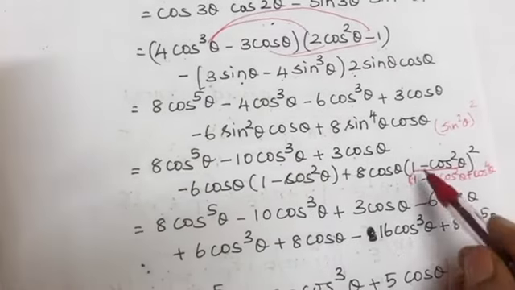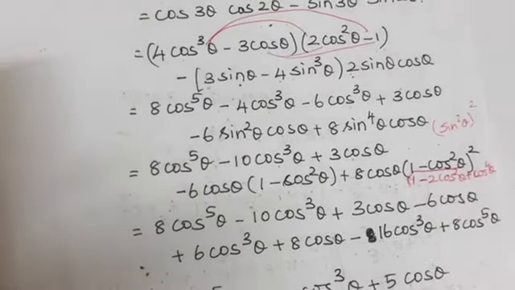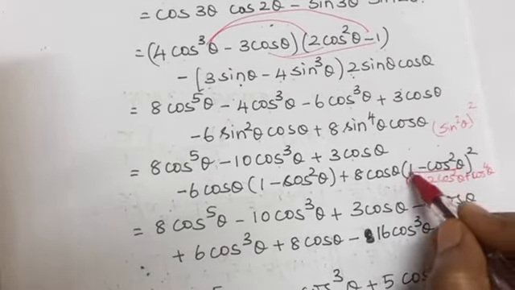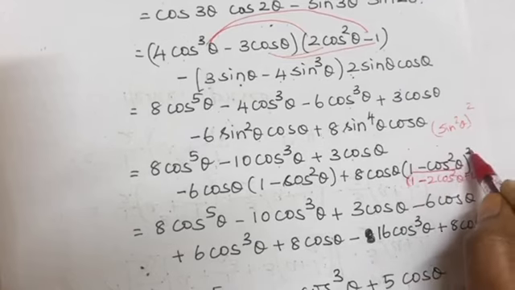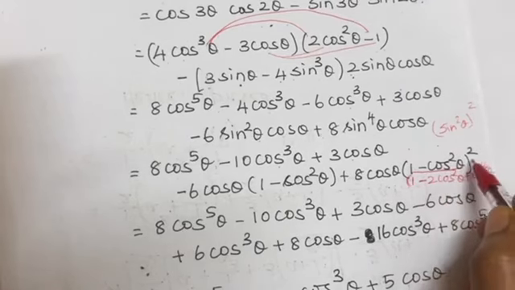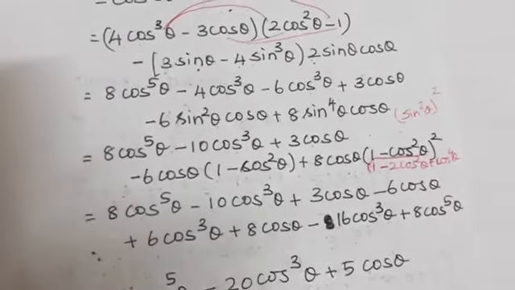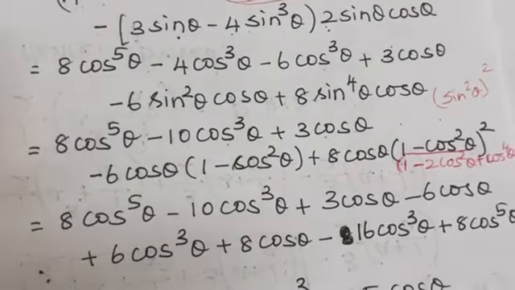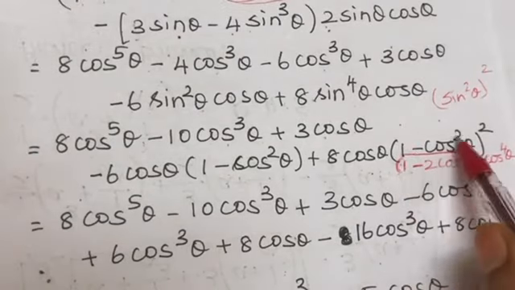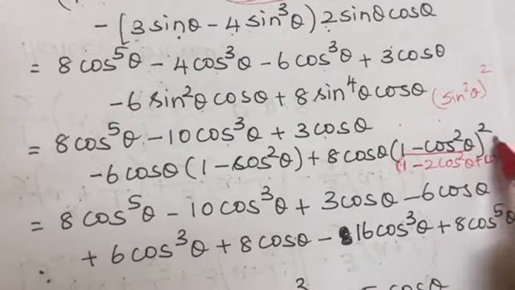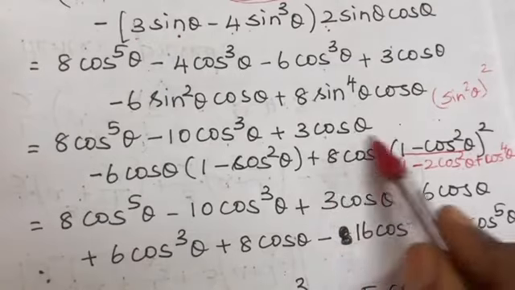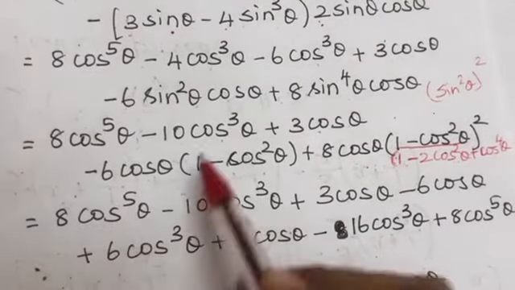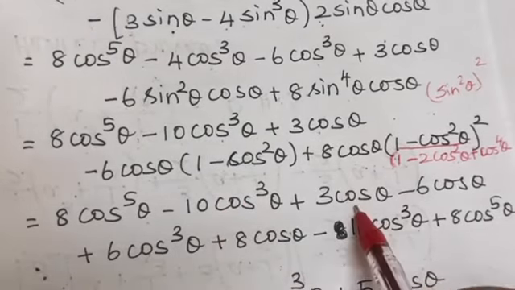Okay, so 1 minus cos square theta. While multiplying this, first let's expand this. 1 minus cos square theta the whole square, that is a minus b the whole square. A minus b the whole square is a square minus 2ab plus b square. So 1 minus 2 cos square theta plus cos power 4 theta. Then we can multiply it with 8 cos theta. 8 cos power 5 theta minus 10 cos cube theta plus 3 cos theta.